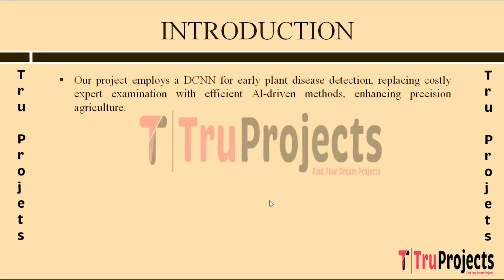Introduction. This project revolves around leveraging deep learning, specifically a deep convolutional neural network, that is DCNN, to enhance the early detection and classification of plant diseases. Traditional methods reliant on expert visual examination are costly and inefficient, prompting the need for a more advanced and automated approach.